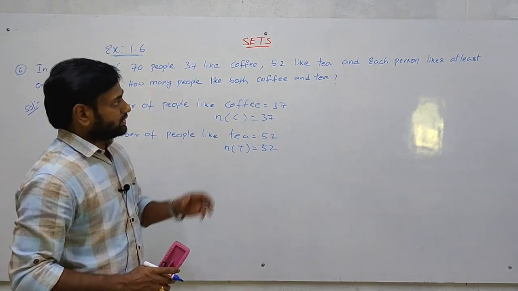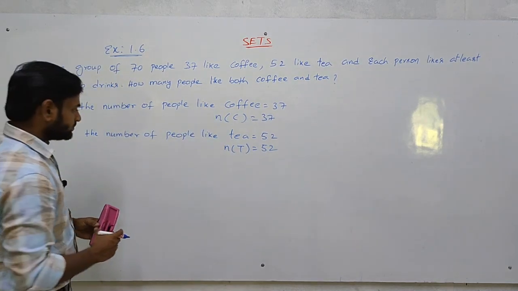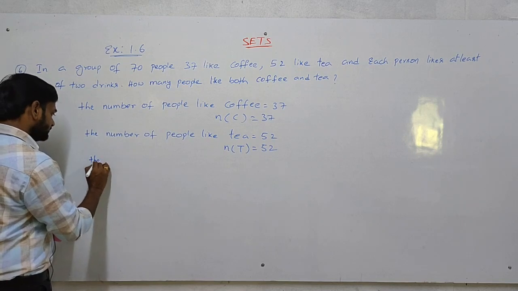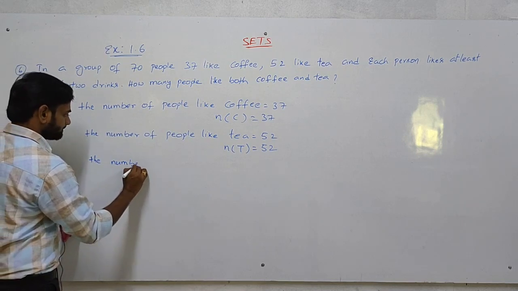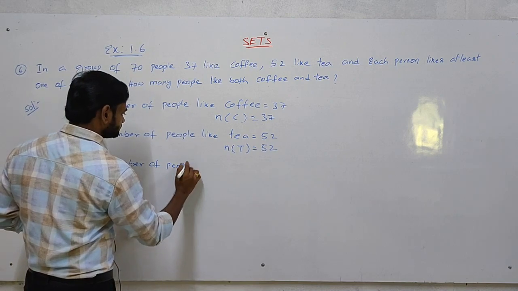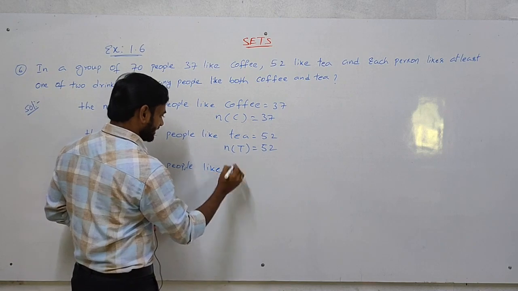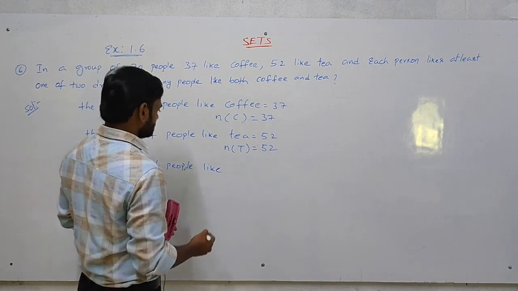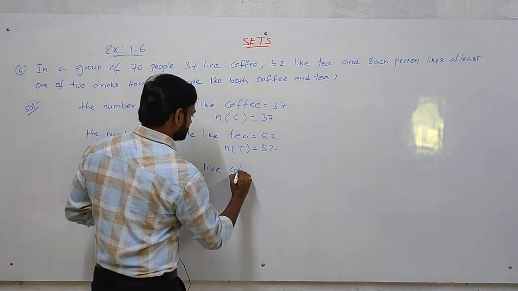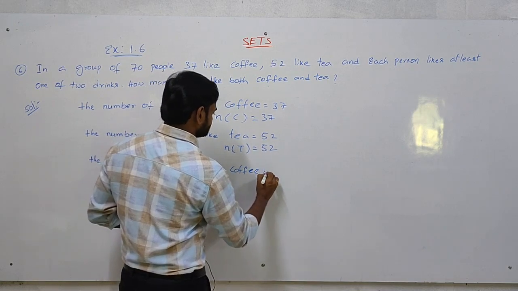Next, each person likes at least one of the two drinks. So the number of people who like coffee or tea.